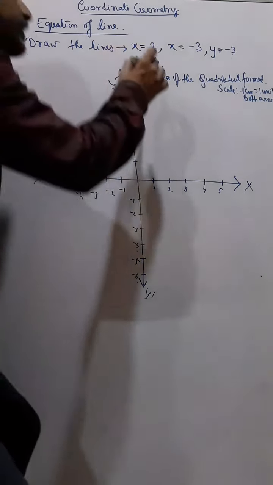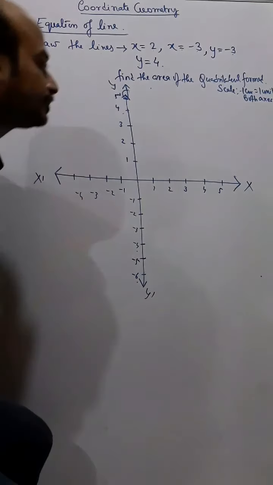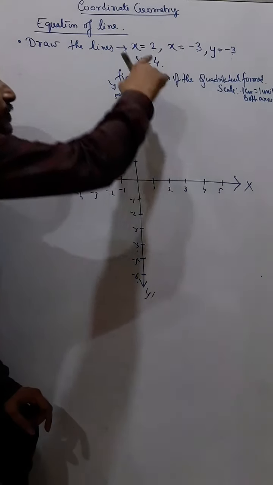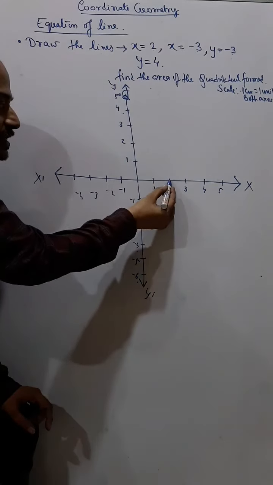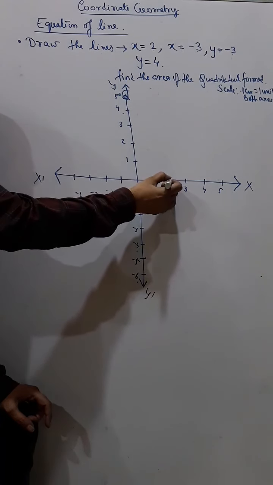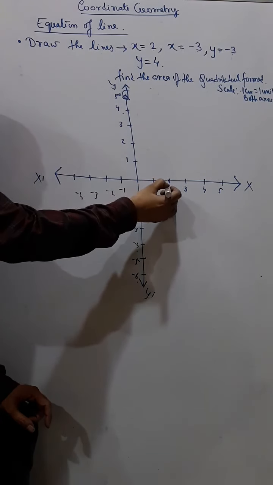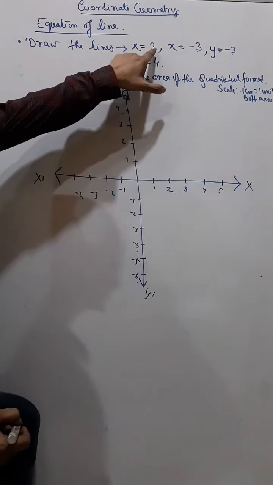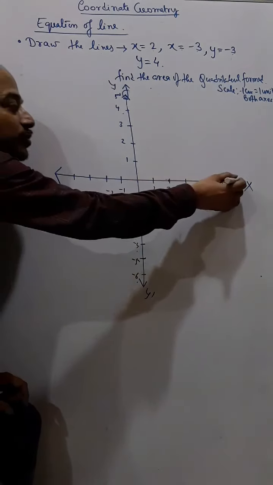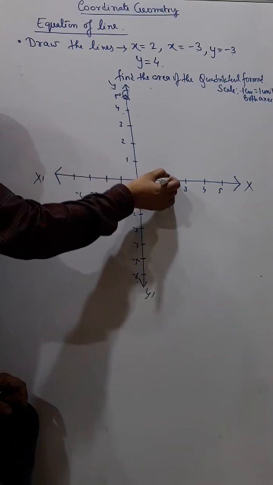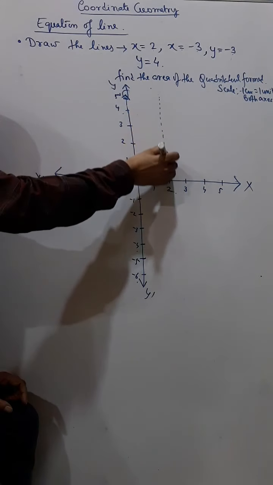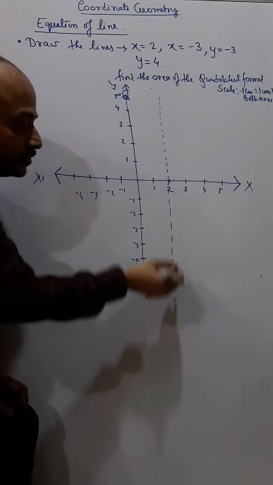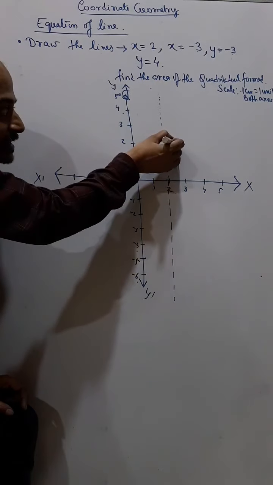Now see, when they say draw the line x equals 2, you know this is the x-axis and this is 2, meaning positive. So x equals 2 means at this point the value of x is 2. Now they told to draw a line x equals 2. So when they say this, we'll draw a line perpendicular to the x-axis passing through this point 2. So this line, try to understand, is infinite up and infinite down. So this line is known as x equals 2.